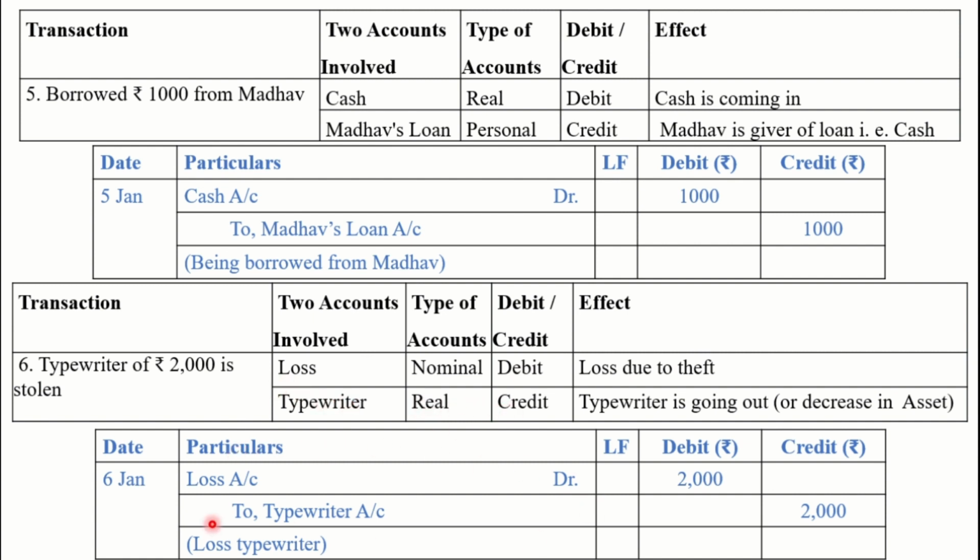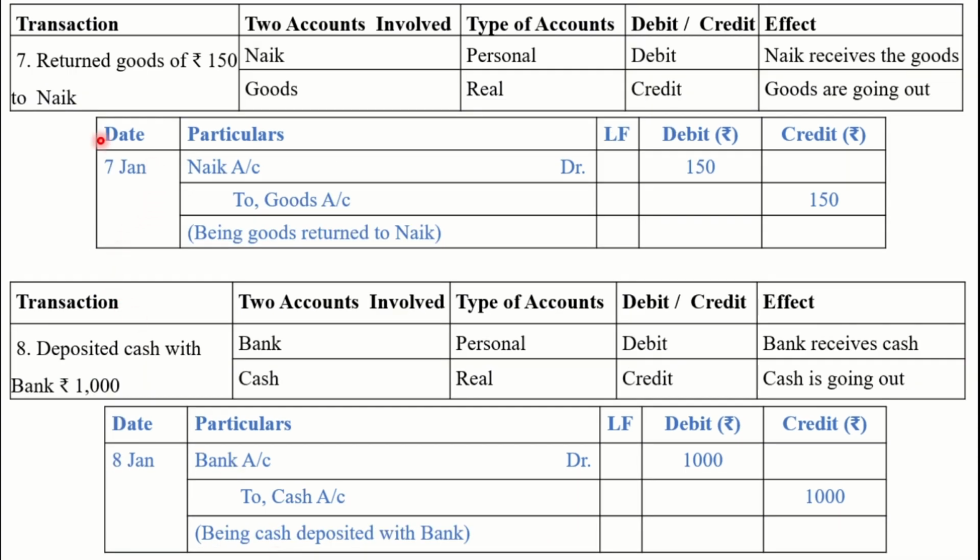This is the journal entry of this transaction. Typewriter of rupees 2000 is stolen. Date 6 January. Loss account DR 2000 to typewriter account 2000 credited. Narration: loss of typewriter. 7th transaction is return goods of rupees 1150 to Nike. Which two accounts are involved? Nike and goods. Nike is a type of personal account, goods is a type of real account.